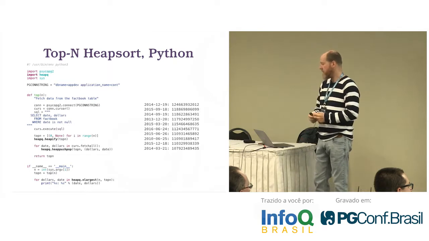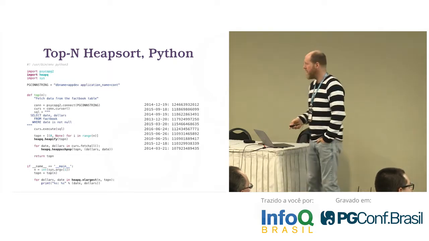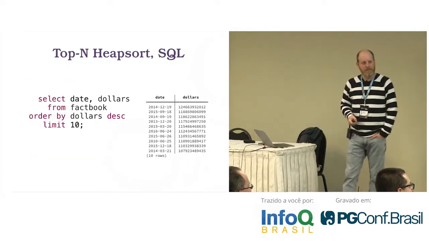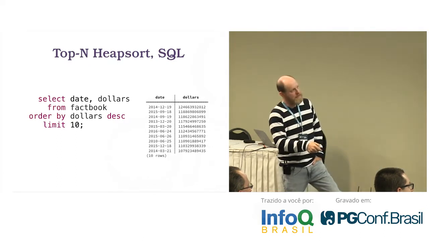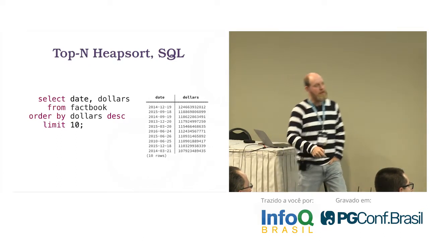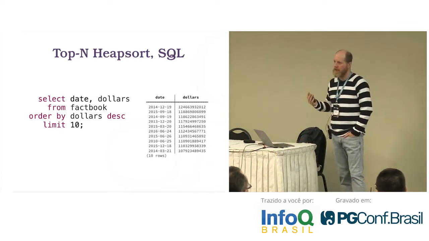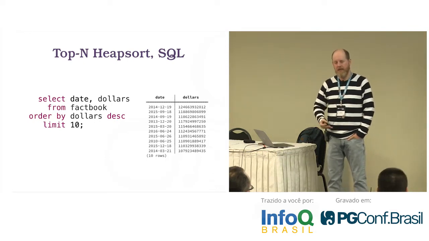So how do you write this algorithm in SQL? I guess everybody knows, but here it is. That's quite simple, right? What we did in Python is just order by dollars, limit 10, that's it. So now, how do I make sure that I'm actually using the same algorithm, the smart one, that allows me to keep only 10 lines in memory at all times while I'm streaming through the data?